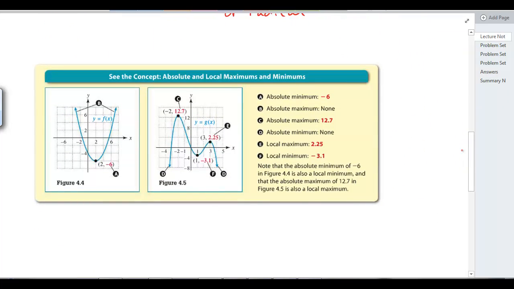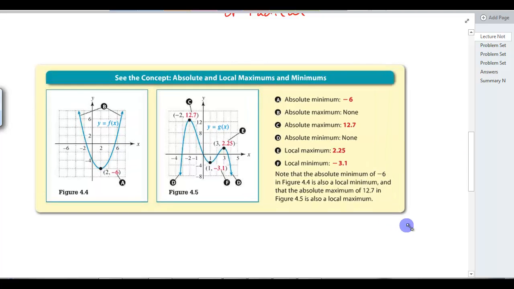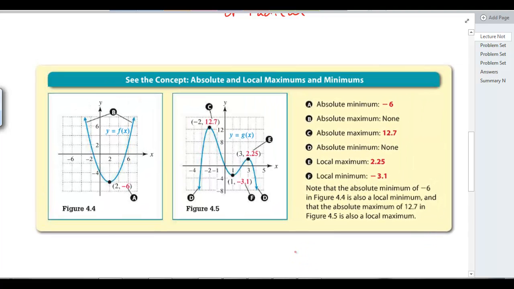All right, in these polynomials that we're going to look at, we're going to talk a lot about the absolute min, max, local min. And this is a nice little chart that just kind of brings it all together for us. So in this one, we do have an absolute min. That means it's the very lowest point of this graph. In this case, it is -6. That's the y value. Absolute max, there is none. This is going on forever. In this picture over here, the absolute highest point is right here, so the absolute max is 12.7. The absolute min, we don't have one because this is going down forever on both sides of this graph.